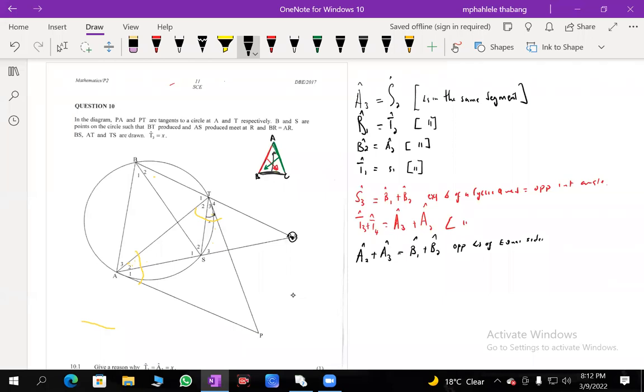Angle P is equal to angle R. They're subtended by chord TA. I like this one. Angle P, for now, I can say it's equal to angle R. Yes, they are subtended by the same chord TA, but they are not at the circumference of a circle. If the angles are subtended by the same chord, they must be at the circumference of the circle.